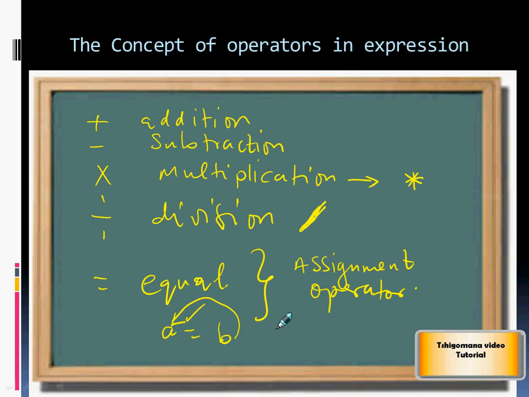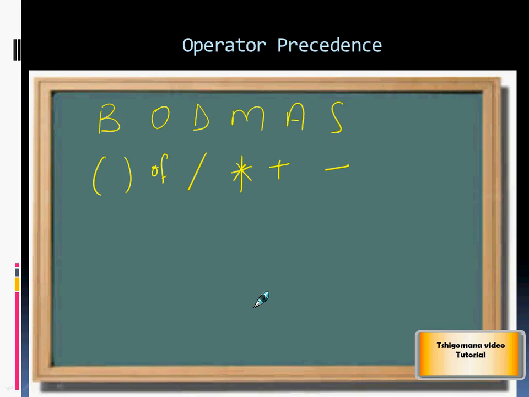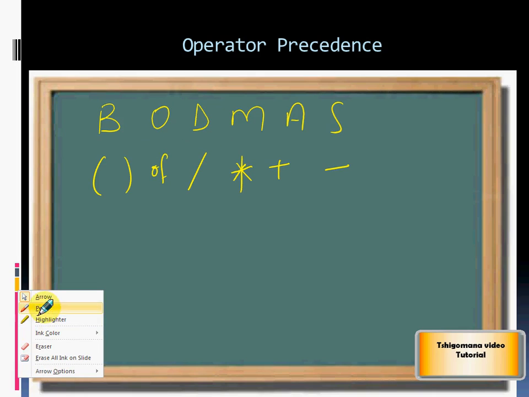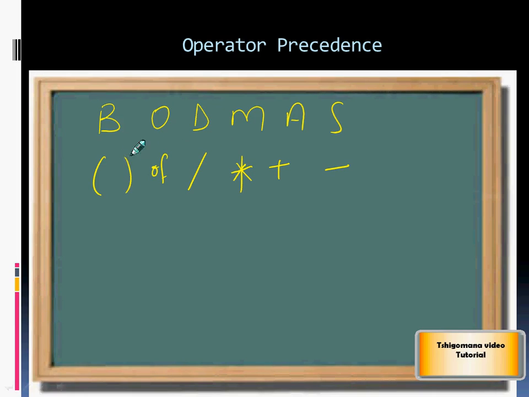Operator precedence uses what we call BODMAS. In other words, BODMAS stands for brackets, O for of, D for division, M for multiplication, and A for addition, as well as subtraction.